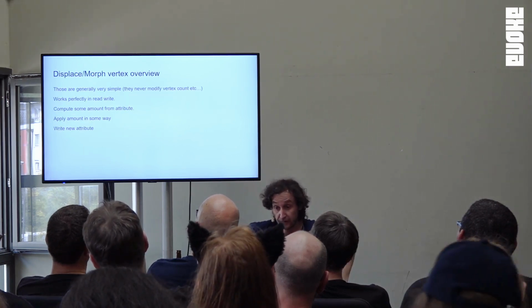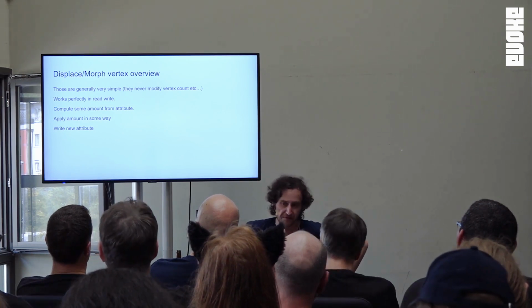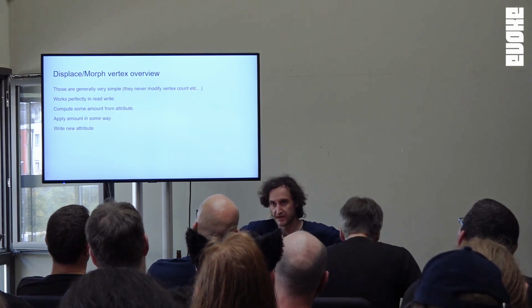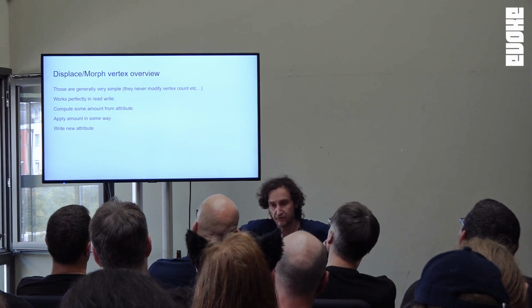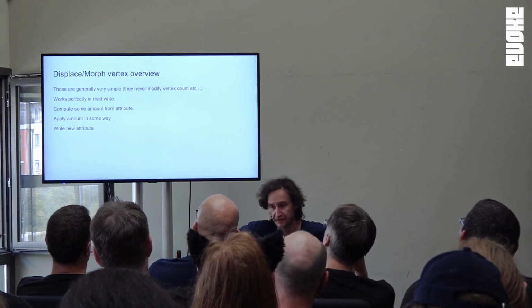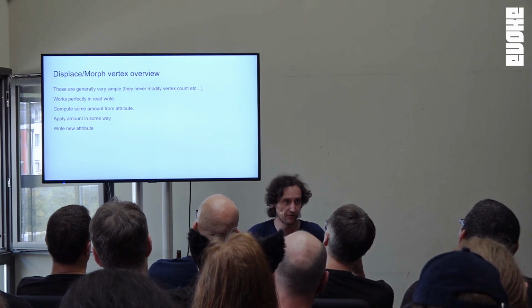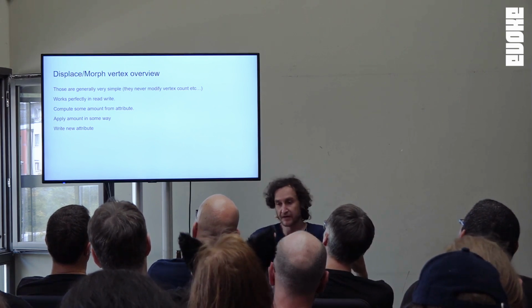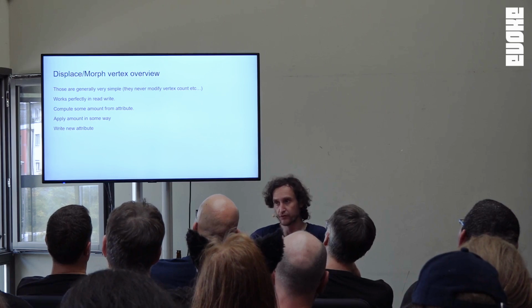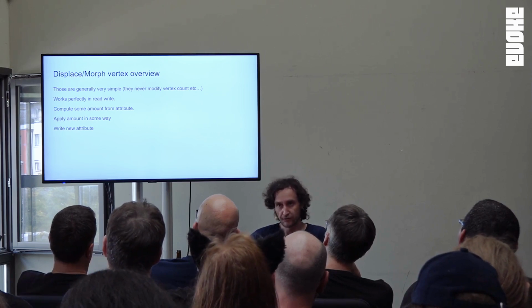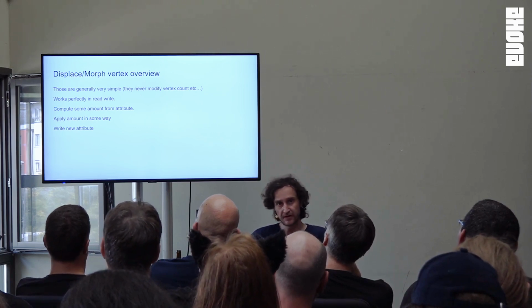Okay, so now for vertex modifier, it would work reasonably similarly to a vertex pipeline. You just never modify the vertex count. You just grab a vertex, you change the attribute, and you're done. So it's basically the same as what you would do in the vertex shader, but you do it in compute.